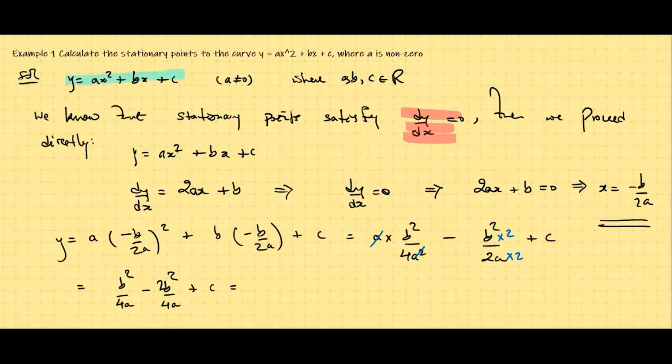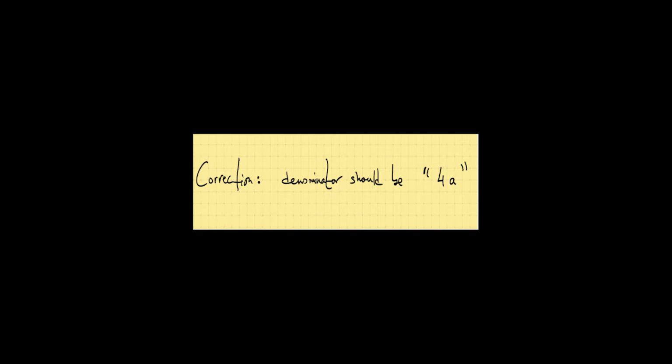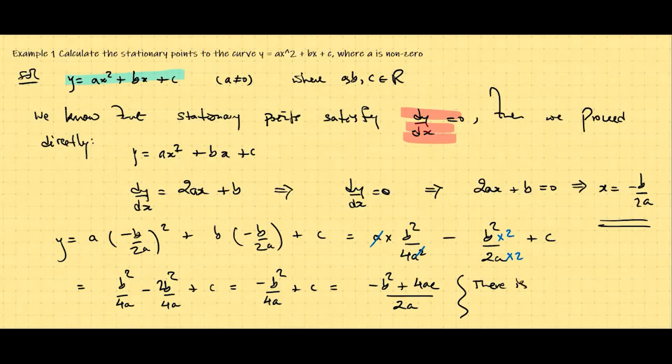which obviously simplifies to give me minus b squared over 4a plus c, which I can combine as one fraction to get minus b squared plus 4ac divided by 2a. So the point is, there is only one stationary point, and it's at x is minus b over 2a, and y is minus b squared plus 4ac over 2a.